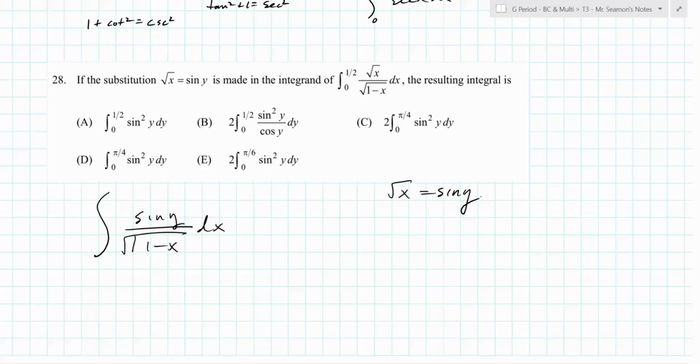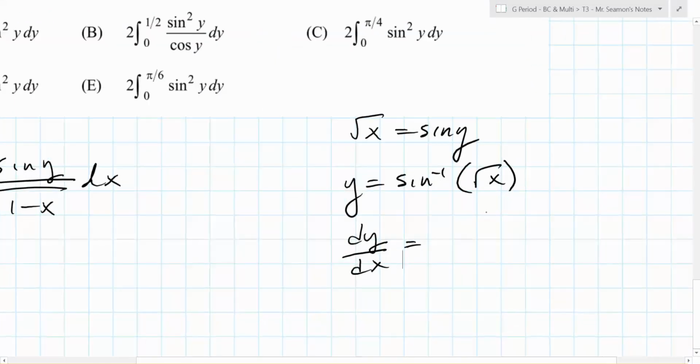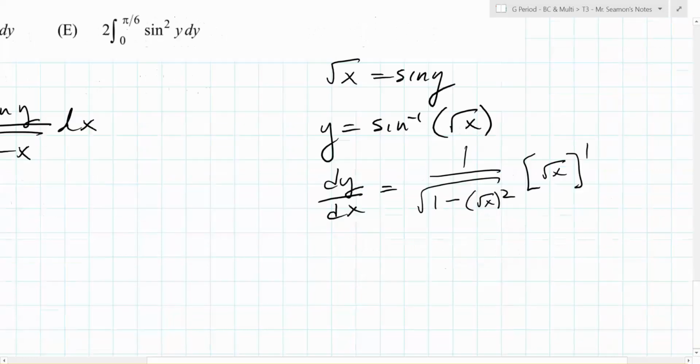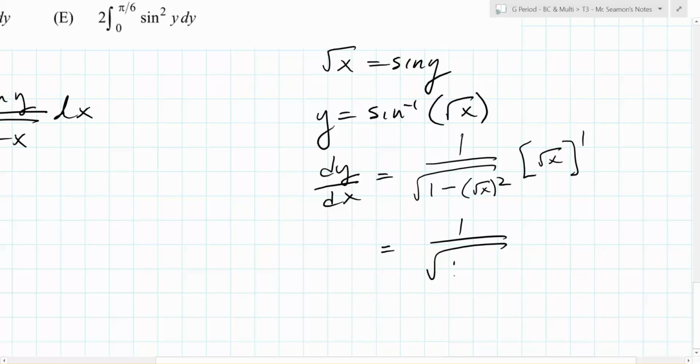In this case, if you wanted to isolate y, what does y equal? Sine inverse of root x. So if you want dy dx, what's the derivative of sine inverse? 1 over the square root of 1 minus root x squared times the derivative of the square root of x. What's the derivative of square root of x? It's 1 over 2 root x. It's 1/2 x to the negative half. Are you with me so far?